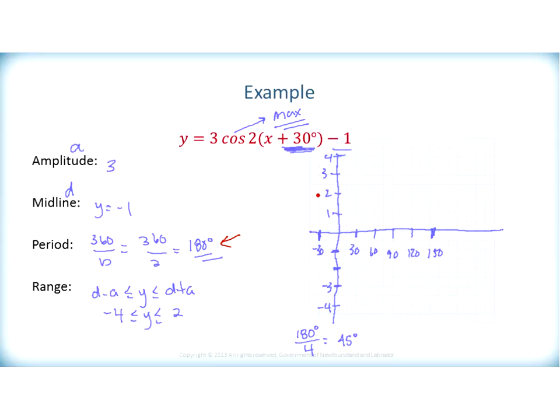So our next one would be here at 15, and that will be our midline. And our midline is at negative 1. And then the next point will go up by 45 degrees, and we're going to go right to our minimum here. And our minimum is negative 4. And then we go back to our midline. And then we go right to our maximum again. And here's the sketch.